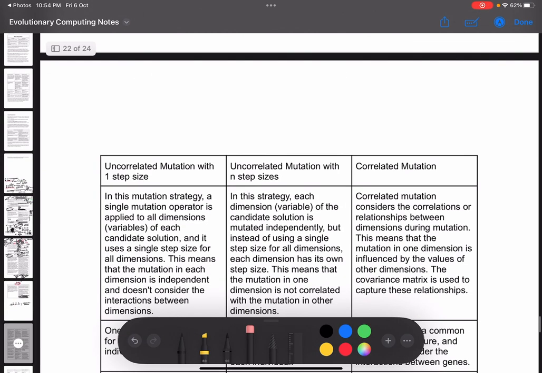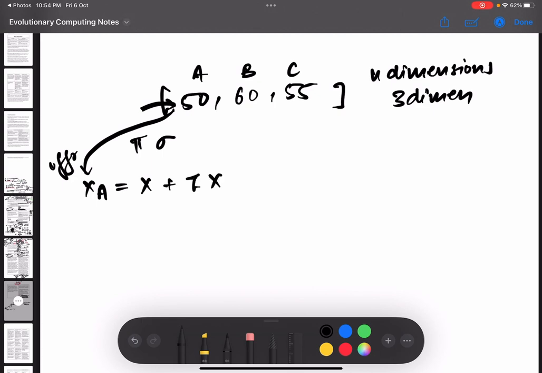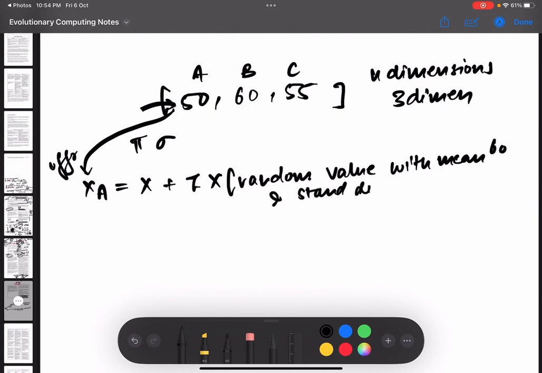For uncorrelated mutation with one step size, 50, 60 and 55, all 3 of them will have the same learning rate and the same standard deviation. So you could say that for A, XA will be equal to the original X, the next offspring for side A, X plus tau into some random value that we will choose with mean 0, or mean actually 60, and standard deviation tau.